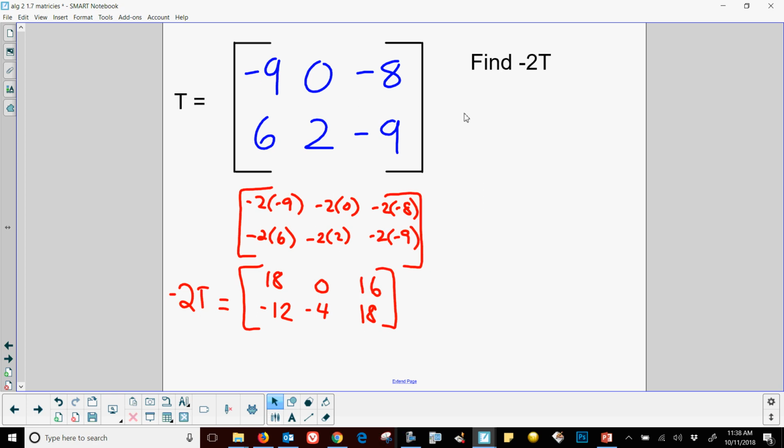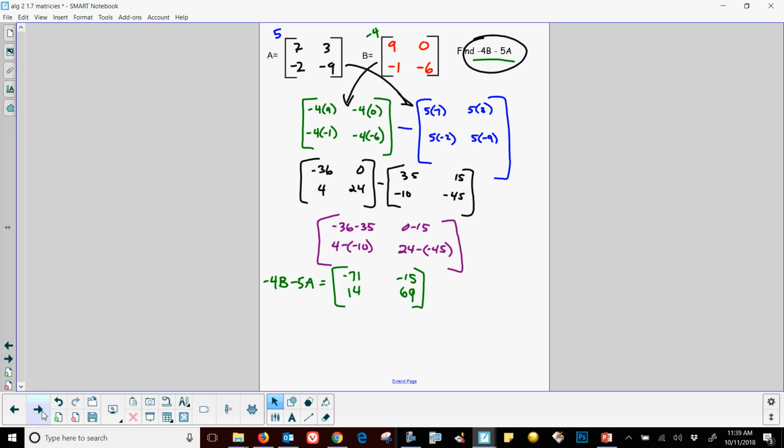Here's T. Find -2T. When you distribute -2 to everything, you get this matrix. Now, it's important that you label it -2T because this is no longer T. This is T that got changed. So make sure you label it correctly.